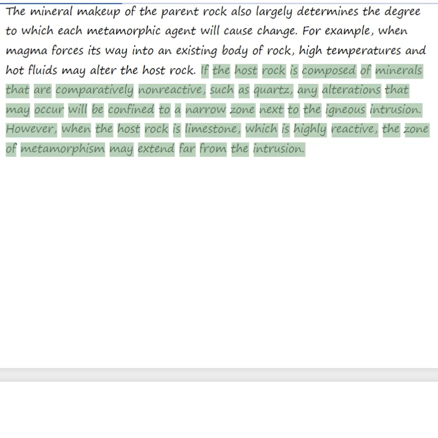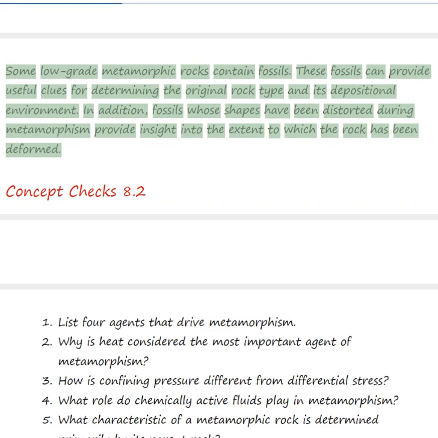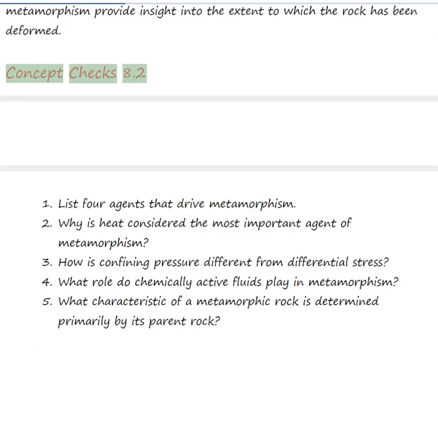Did you know? Some low-grade metamorphic rocks contain fossils. These fossils can provide useful clues for determining the original rock type and its depositional environment. In addition, fossils whose shapes have been distorted during metamorphism provide insight into the extent to which the rock has been deformed.